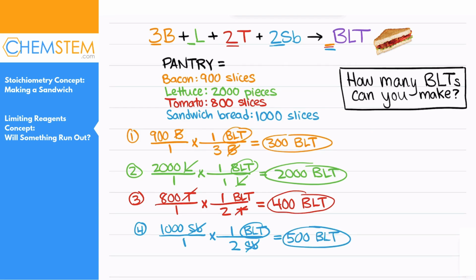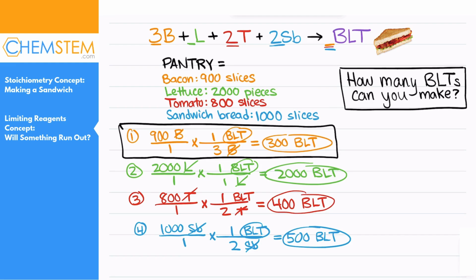So only one of these can be our real answer. We can't make 300 and 2,000 and 400 and 500. So in reality, because bacon is going to run out first, bacon is considered to be the limiting reagent or limiting reactant. So that's how it works. When you have multiple things you have to consider, you have to do stoichiometry for each of them to see which one will run out first.